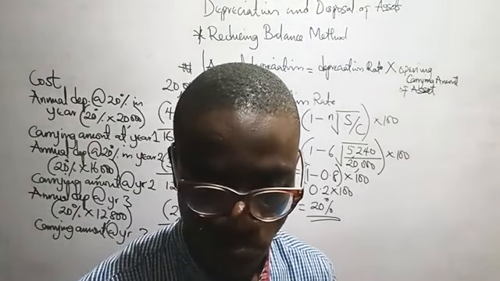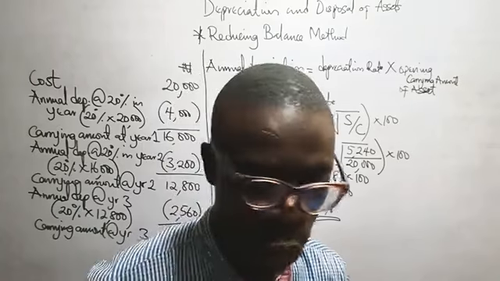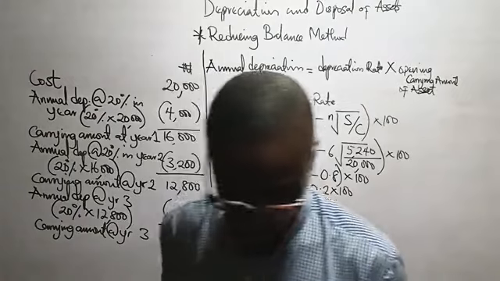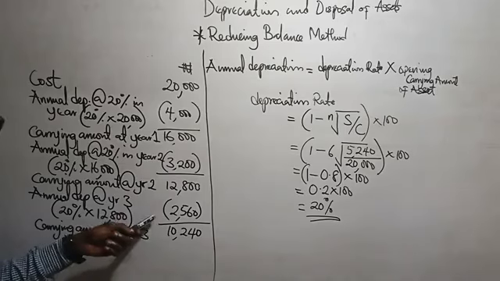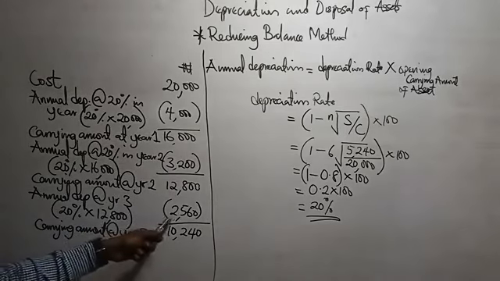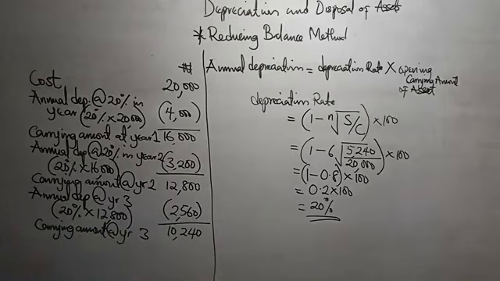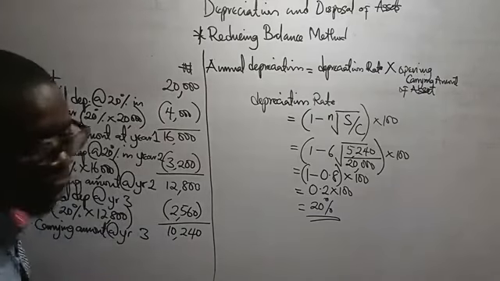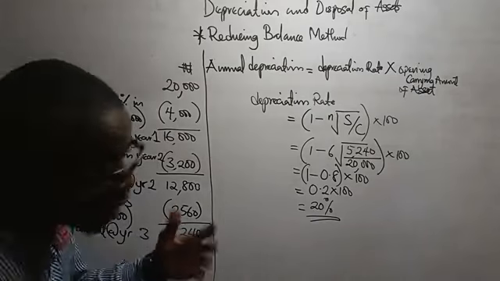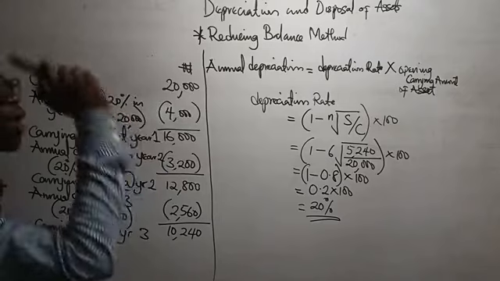So that's how you'll be doing it. So that's the reducing balance method. You can see what happened to the annual depreciation in year 3: it is now 2,560. That means as the value of the asset is reducing, the depreciation will be reducing. You can now see clearly that year 1 will always have the highest annual depreciation.